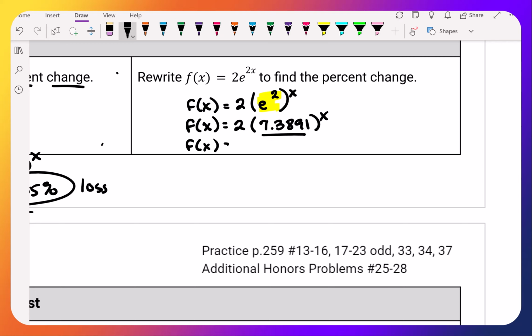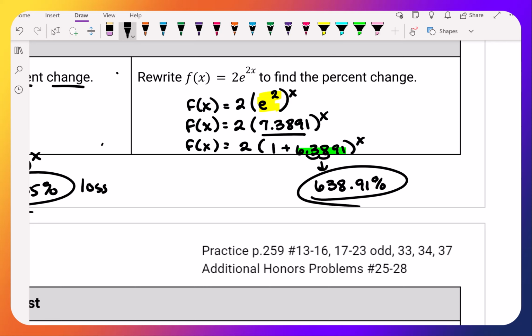You need to write it as 1 plus something, not 6 plus something. You're going to write it as 1 because that is your model. So 1 plus 6.3891, and this is your answer. You have to change it to a percent. No, it is not 6%. Remember, to change a decimal to a percent, you have to move it 2 decimal places. So it is 638.91%. So be really careful when you do something like that if it's a huge growth. And that's it for the video.